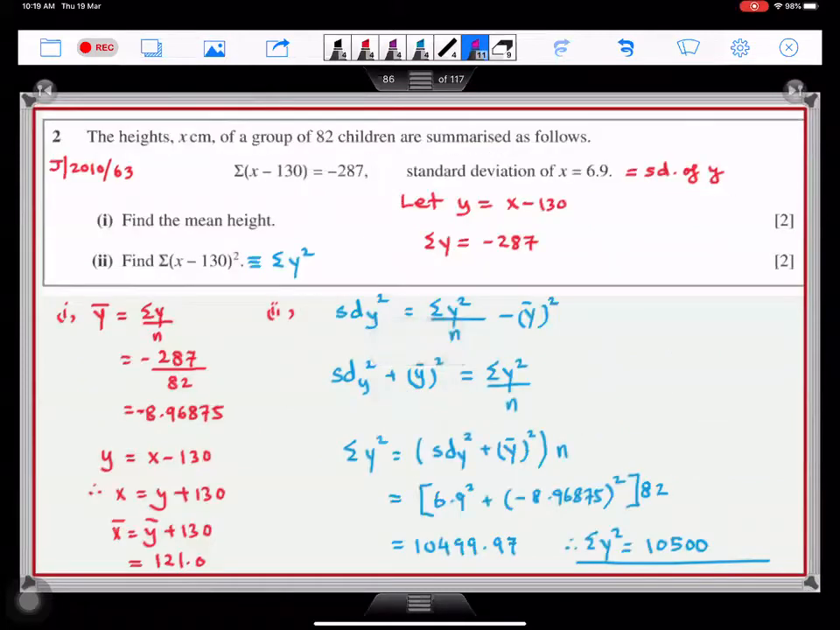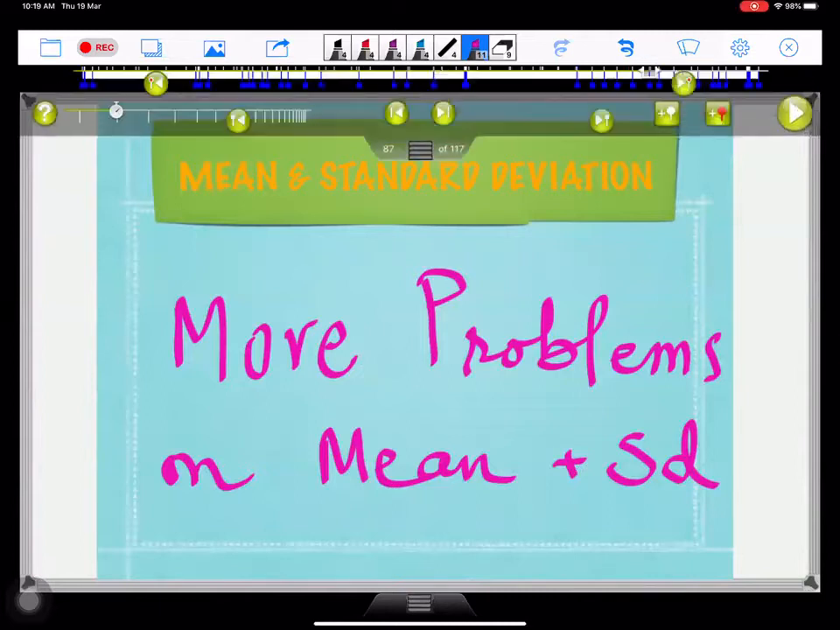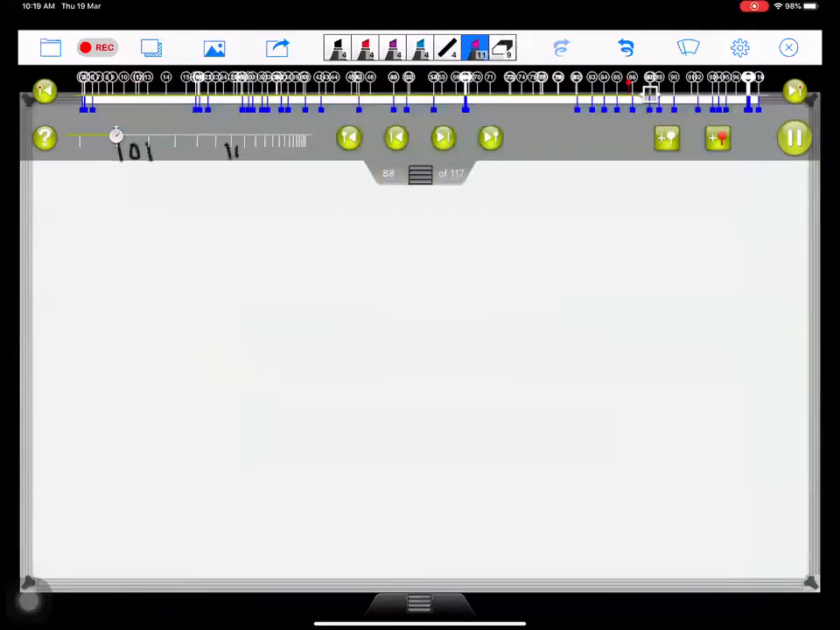Okay, so now let's start with today's lecture. More and more problems on mean and standard deviation. So now we are starting with a slightly difficult question, a slightly conceptual question.